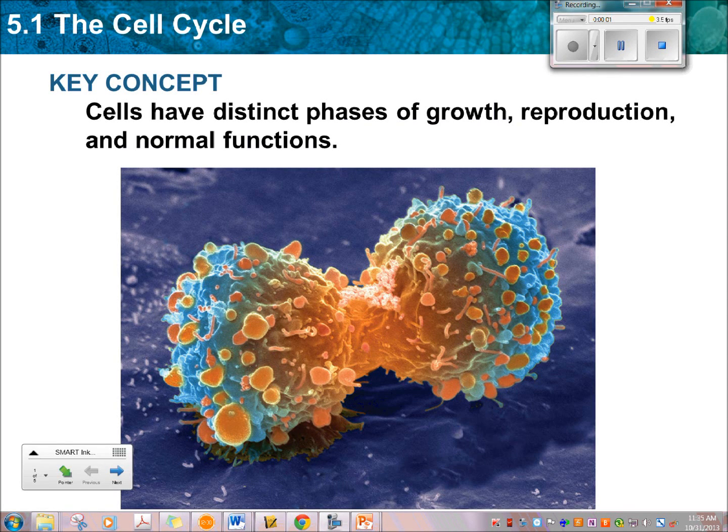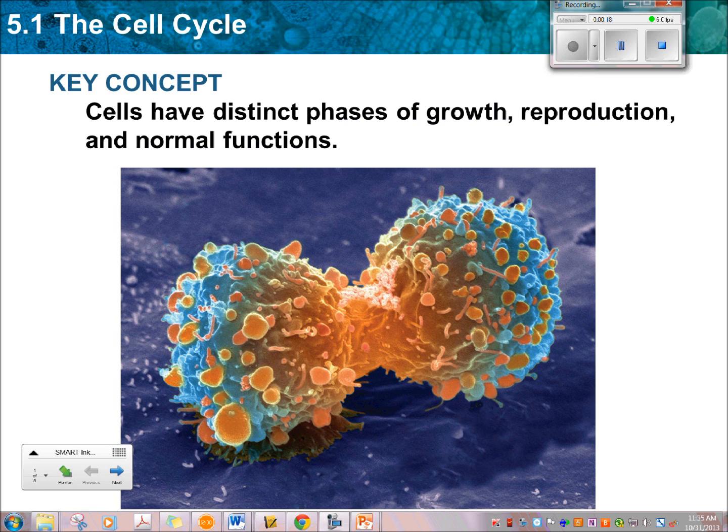Chapter 5, you guys, is all about cell reproduction, okay? And the first one here is just basically about the cell cycle, what it does during its life, kind of like a human lifespan sort of thing, okay?